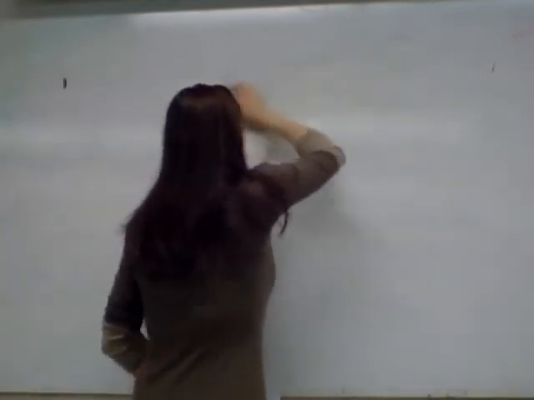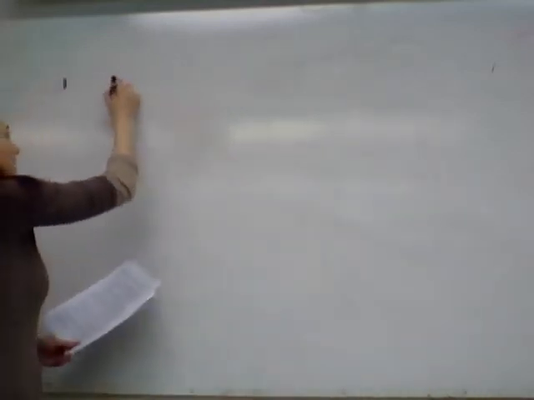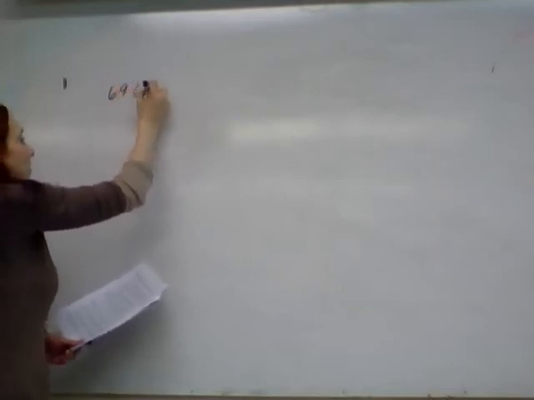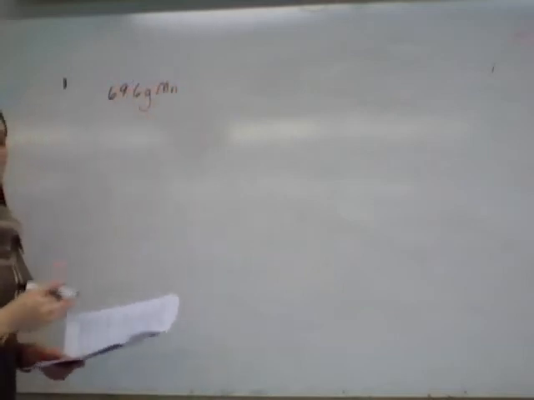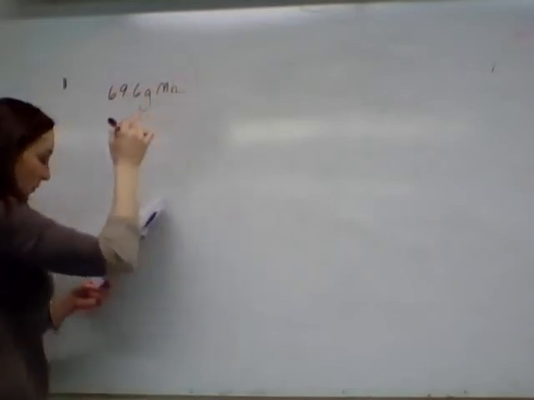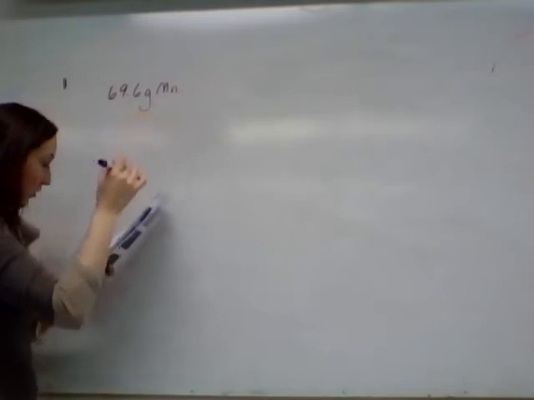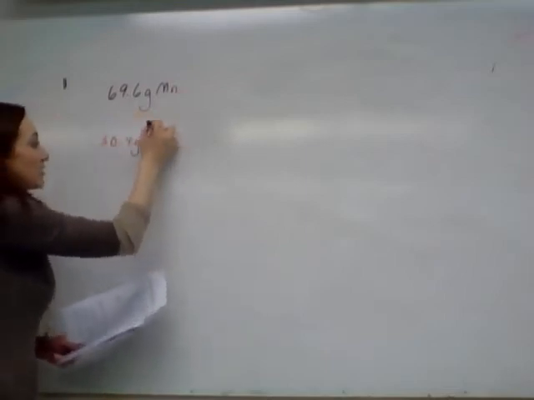Okay, so for setup, I'm going to start with manganese, and notice how I'm doing all my calculations in a nice, straight, neat line, so that I can keep track of everything, what goes to what. Okay, so 69.6 grams of manganese, and then we've got 30.4% of oxygen, so 30.4 grams of oxygen.